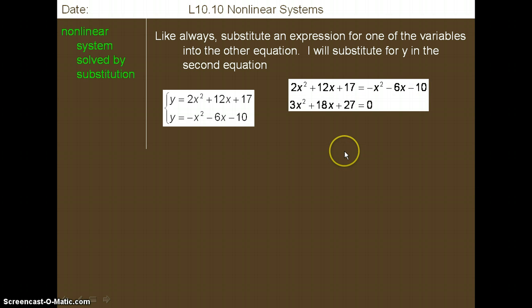So that will go ahead and zero out the equation for us completely, resulting in 3x squared plus 18x plus 27 equals 0. I do need to make sure that one side is zeroed out completely so I can use the quadratic formula.